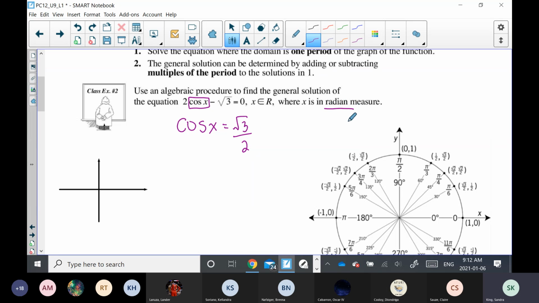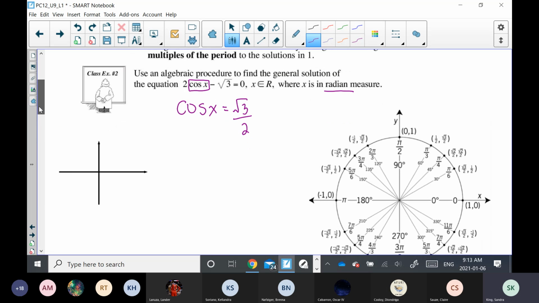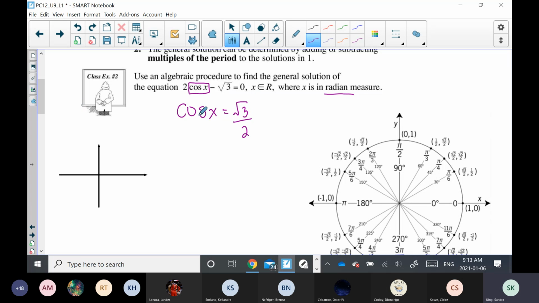It wants the answer in radian measures. So I'm going to show you first how to find this just on your unit circle. We know that the cos is our x coordinates. So actually, let's do our CAST rule first. Once we get that, we should always be doing CAST. According to CAST, check off the 2 quadrants where cos is positive. So everything's positive in quadrant 1 and in quadrant 4.